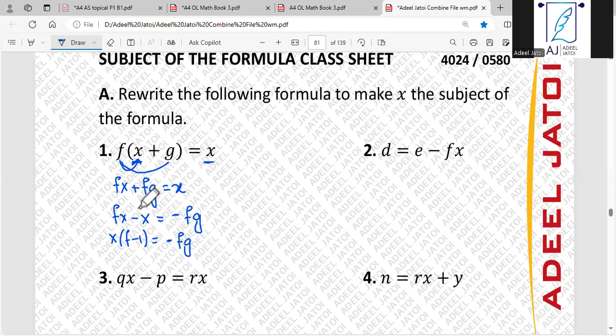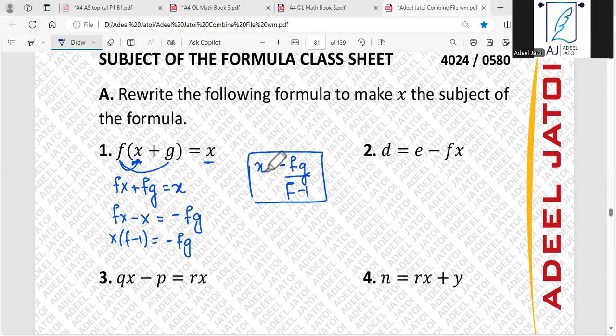So can I just see that f minus 1 is being multiplied? It will be divided on the other side. So x is equal to minus fg upon f minus 1, which will become the answer, because x is the subject now on the left hand side. It is separate, so obviously this will become your subject.